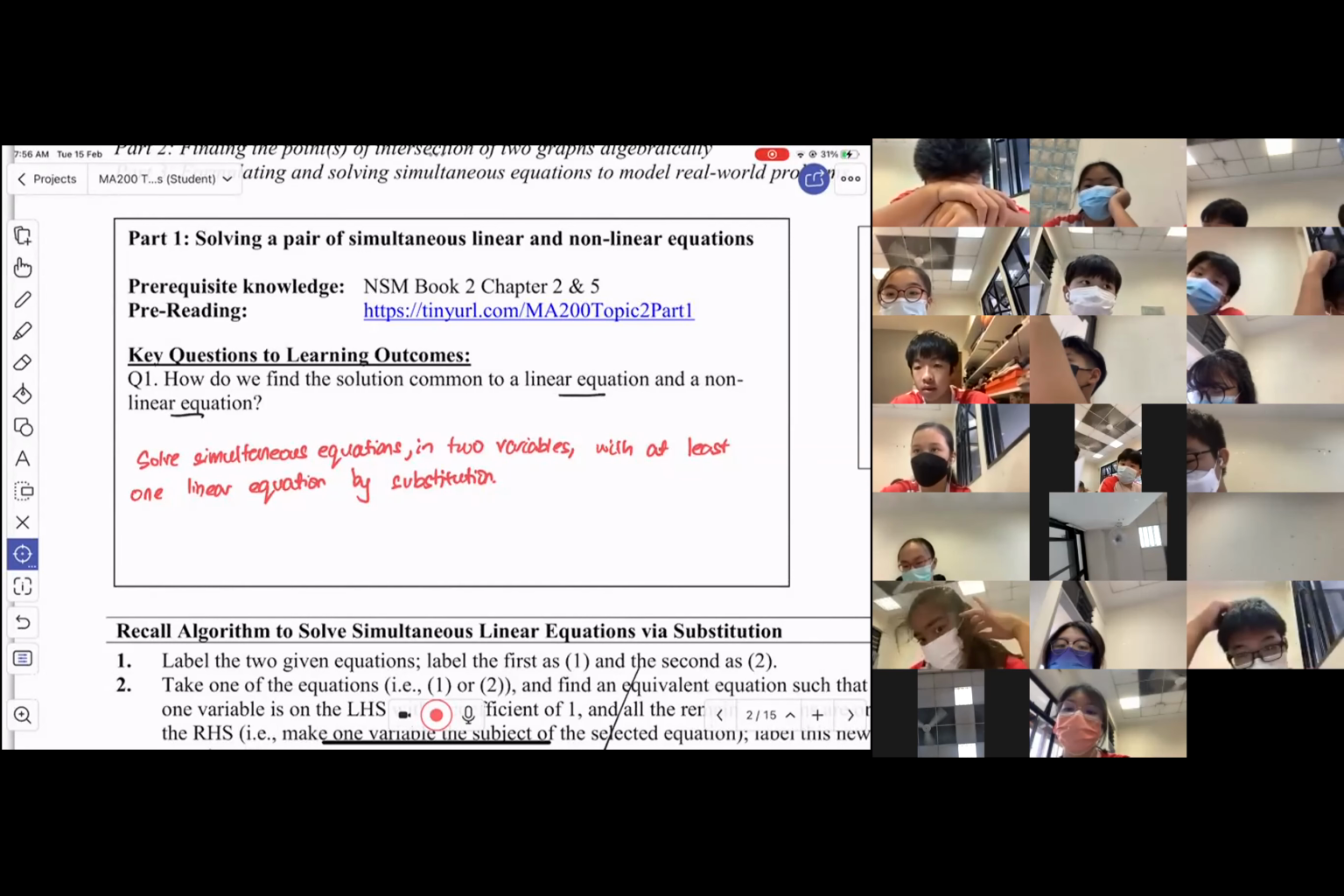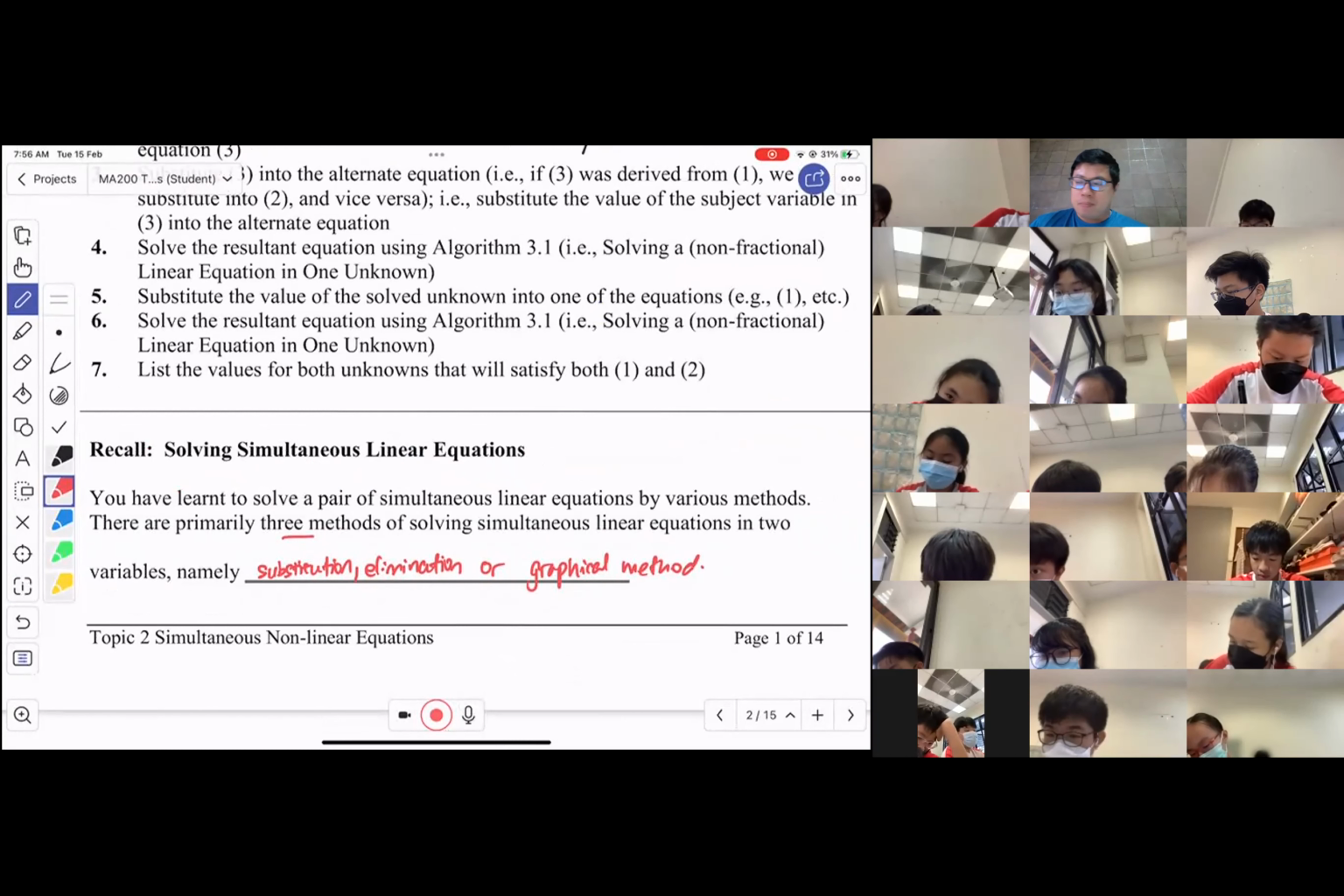Okay, if you recall, we solve simultaneous linear equations, right? What are the three ways we will go about doing it? There are actually three ways. One is by substitution, one is by elimination, and one is by graphical. In total there are three ways, and we will be looking at all three also. So not to worry.